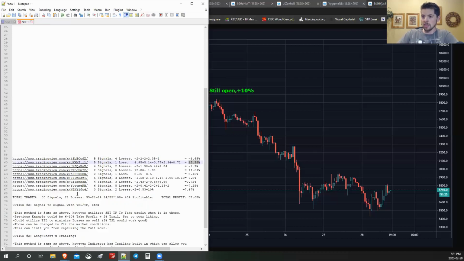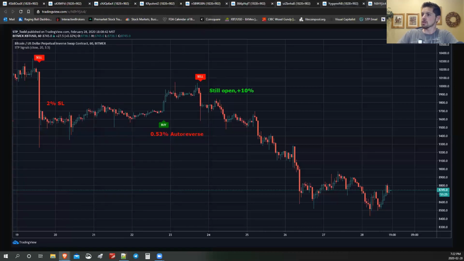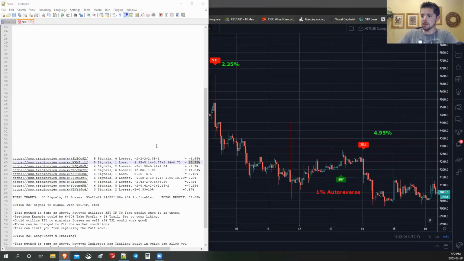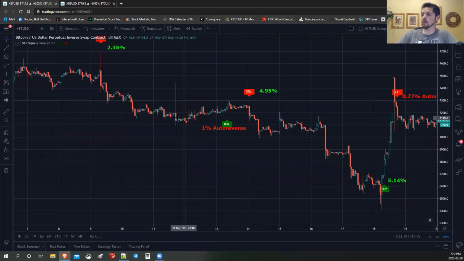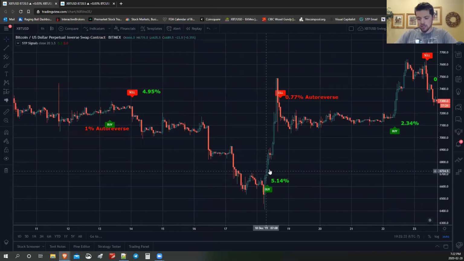So the next thing here you could do is signal to signal with TSL and take profit. I'm just going to move this out of the way. So this method is the same as above, however, it utilizes a set take profit to take profit when it's there. So like an example of this for this current market, December, January, February, would be you could utilize a 6 to 10% take profit and 2% trail set to your liking. So at least when you run up, you're hitting it. You're getting the move.